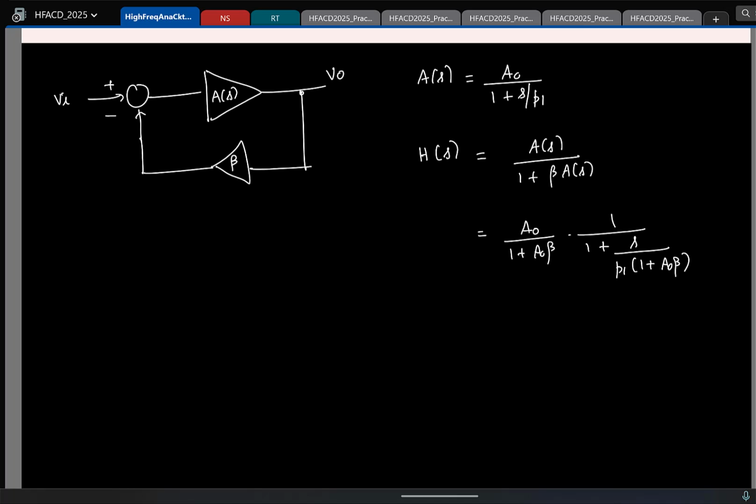Yeah, so here this is the first order. If you have a first order system in feedback, this is what you get. And let me again write it here. The closed loop bandwidth is roughly beta times A naught times P.